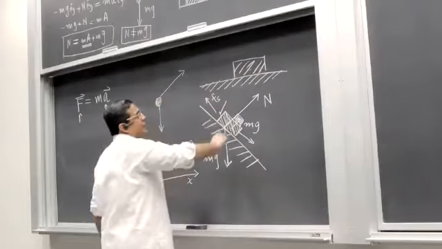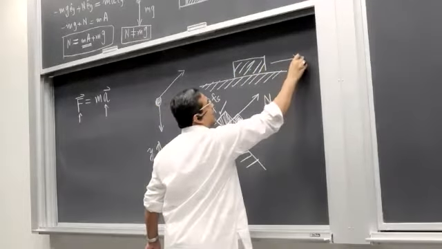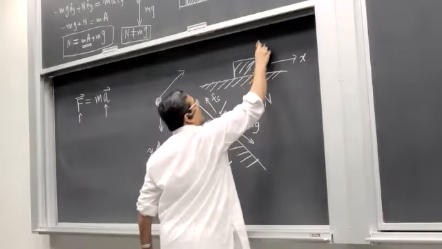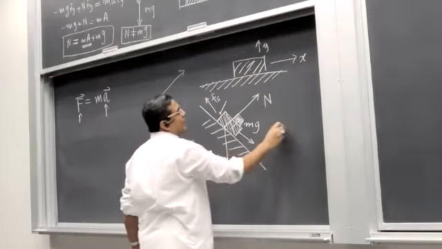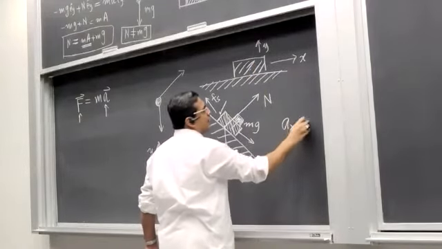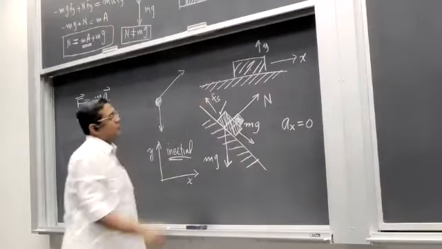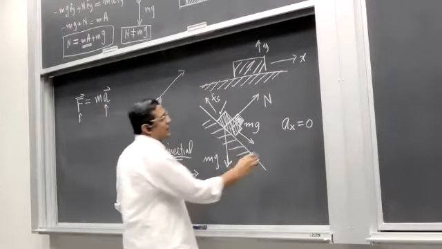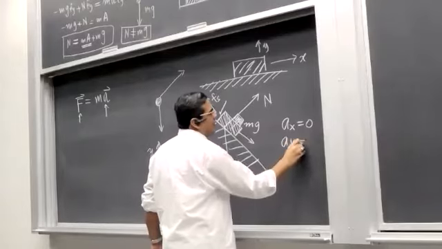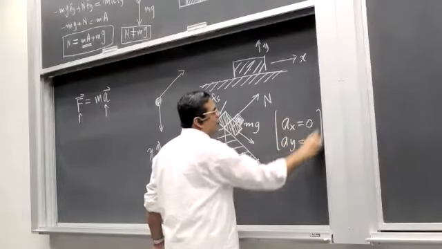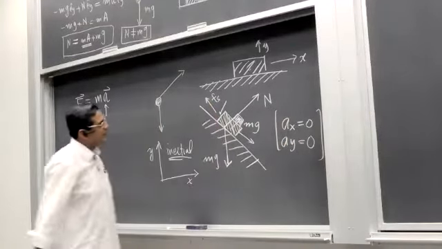If this is x and this is y, the acceleration in x is 0. The object is not moving, it's given, it's at rest. The acceleration a_y is also 0. So now I have two constraint equations for this system.